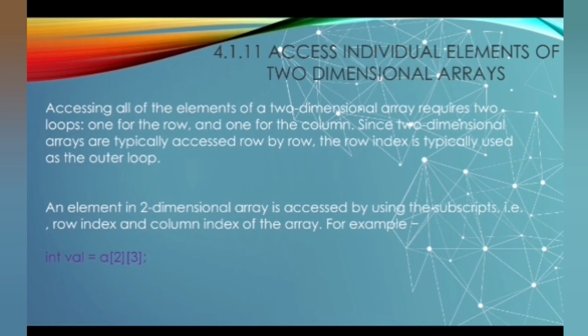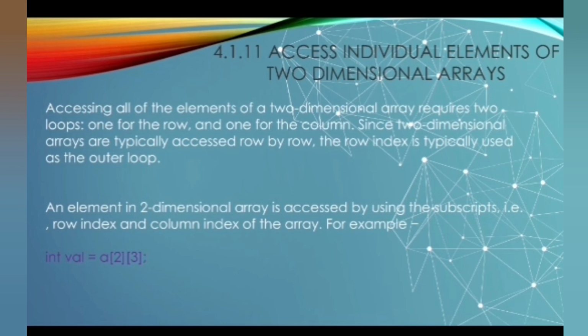Today I will discuss accessing individual elements of two-dimensional arrays. Accessing all of the elements of a two-dimensional array requires two loops, one for the row and one for the column. Since two-dimensional arrays are typically accessed row by row, the row index is typically used as the outer loop. An element in a two-dimensional array is accessed by using the subscript, i.e. the row index and column index of the array.